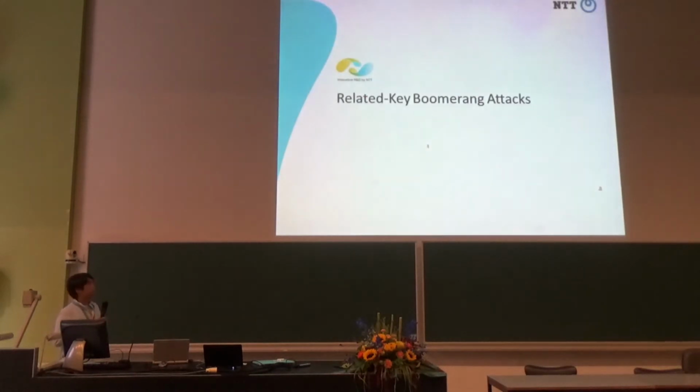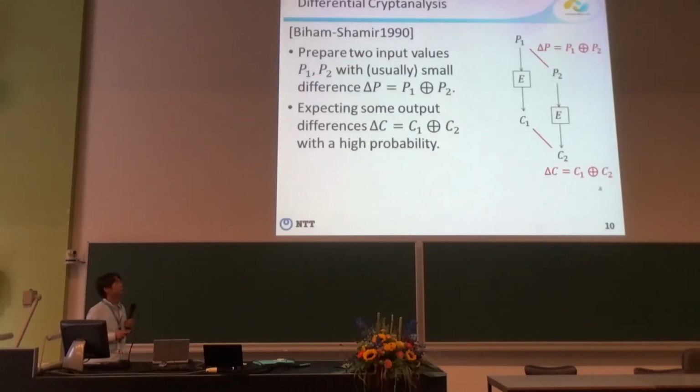Okay, so I'd like to introduce related-key boomerang attacks. Let's start from differential cryptanalysis, which you may already know. It was proposed by Biham and Shamir. The idea is preparing two plaintexts with some relation delta P, and then after the encryption algorithm, we expect that some particular relation, I mean C1 XOR C2, will appear with high probability.